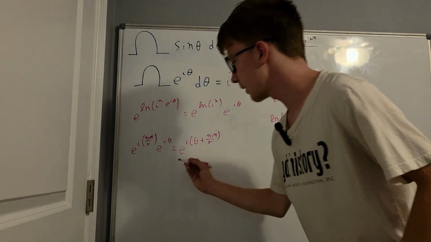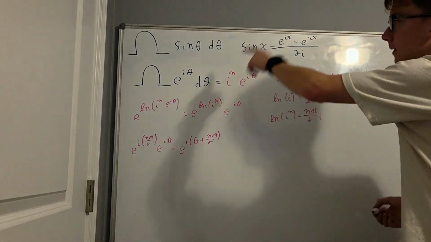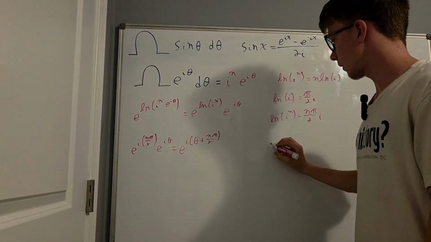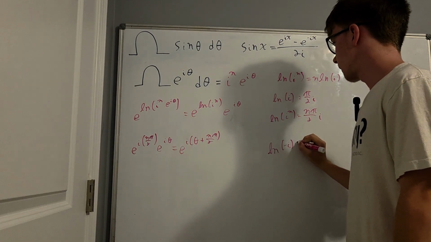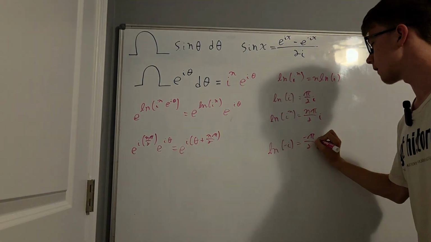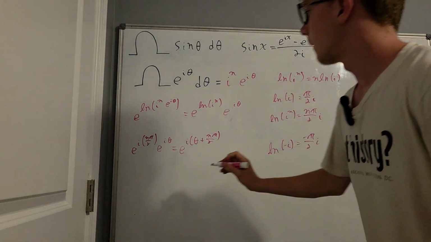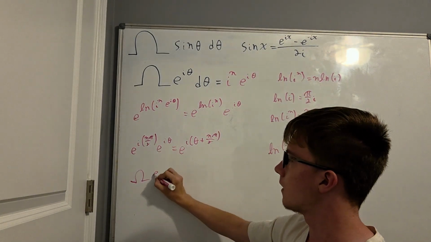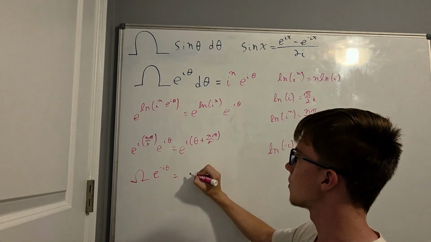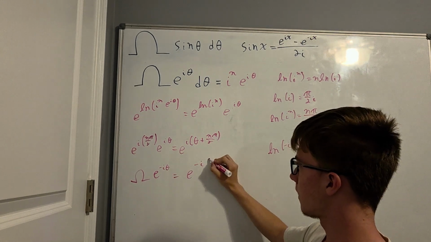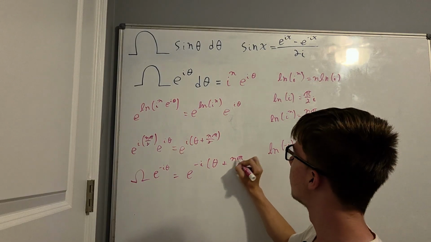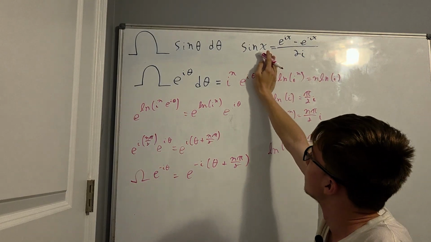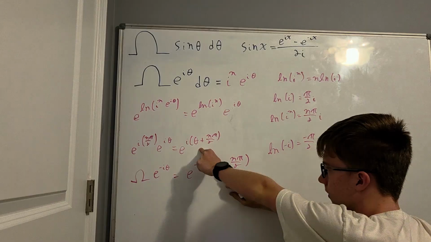Now, the same thing is going to happen when we try to do e to the negative i theta. It's the exact same steps, except the natural log of negative i is equal to negative pi over 2i. So the nth derivative of e to the negative i theta is just equal to e to the negative i times theta plus n pi over 2. And if you notice, right here, we want the x's to be the same, right? And they are: theta plus n pi over 2.